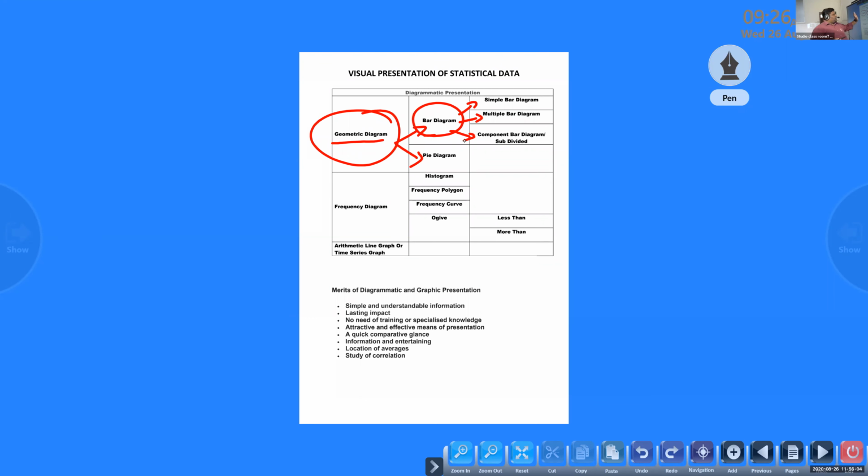So, geometric diagrams can be divided into bar diagrams and pie diagrams. Bar diagrams can be divided into simple bar diagrams, multiple bar diagrams, and component bar diagrams. Newly attended students, just write this down. Most of you already wrote it. If there are any troubles, just tell me now. There are simple, multiple, and component or subdivided bar diagrams. One more method is the percentage bar diagram.